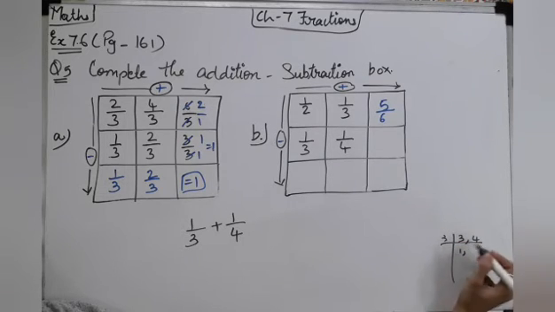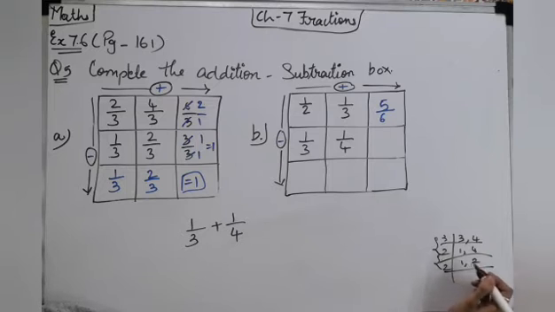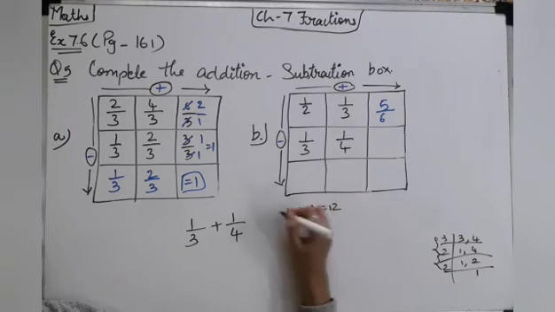3 ones are 3. In the 3 table, 4 is not coming, that's why we carry 4 down. Then 2 twos are, and then 2 ones are. 3 twos are 6 and 6 twos are 12. So the LCM came 12.